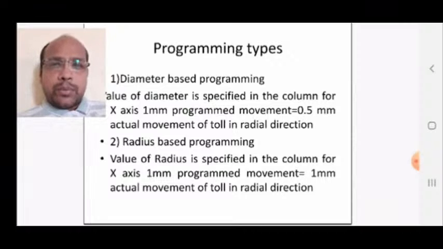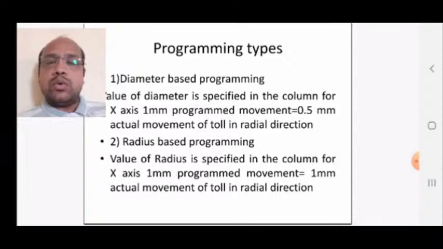So all part programs that we are going to learn ahead, we are going to write by using diameter based part programming. Sir, the radial direction has the length value of the actual movement, only diameter based programming.